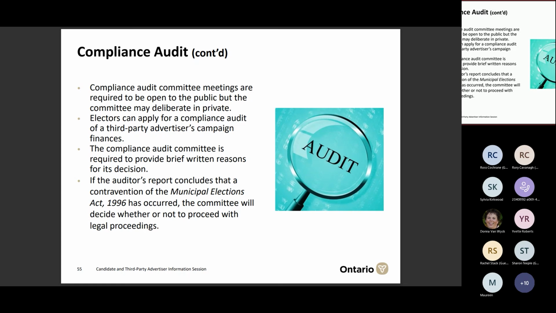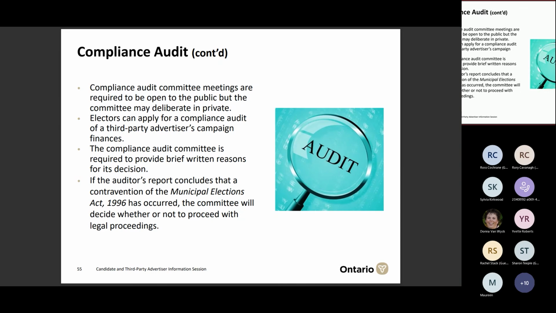So in subsection 88.33(8) of the Municipal Elections Act, the written reasons for the committee's decision shall be given to the candidate, the clerk with whom the candidate filed his or her nomination, the secretary of the local board, if applicable, and the applicant. So if an audit occurs, the report must be circulated to the same individuals.